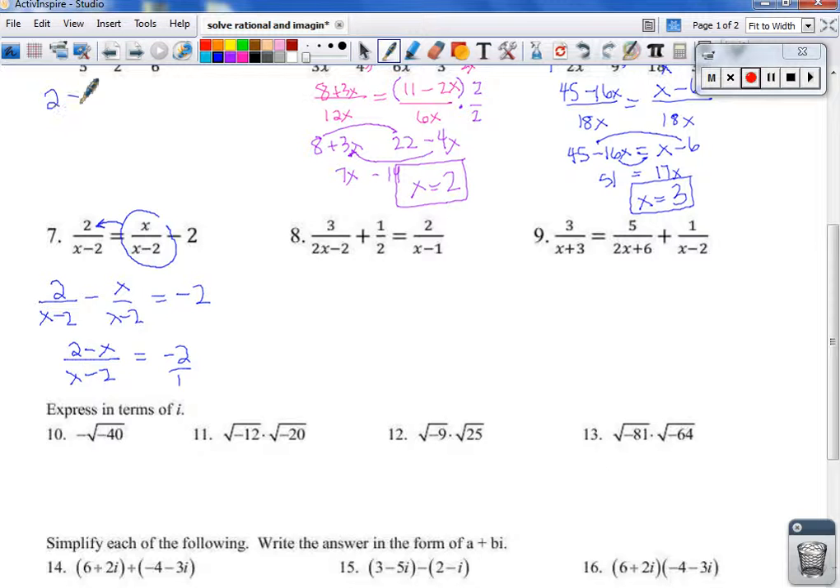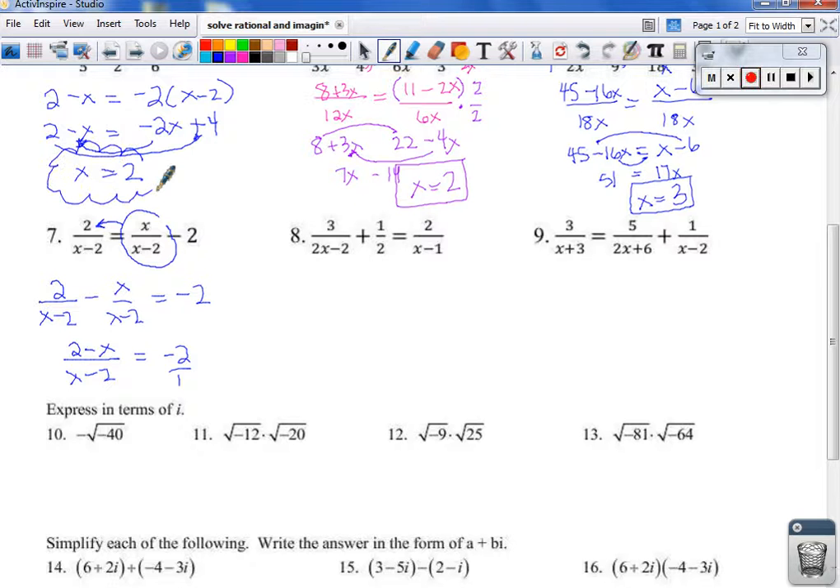2 minus x when we cross multiply equals negative 2 times x minus 2. So 2 minus x equals negative 2x plus 4. Let's add the 2x to this side, making it a positive x. We'll subtract the 2, making it x equals 2. Okay, now notice I put a cloud around here because look what happens. If I plug my 2 into this denominator, I get a 2 minus 2, which is a 0. I have an undefined fraction in my answer.